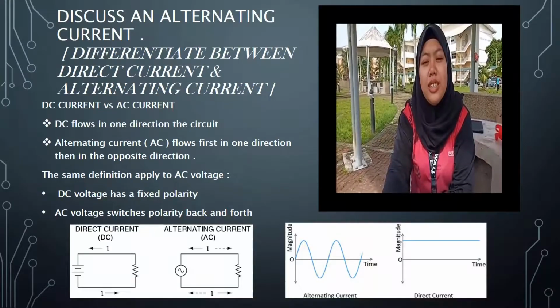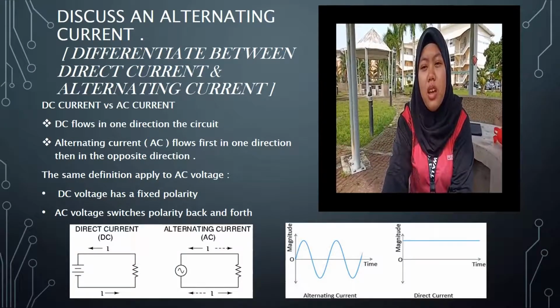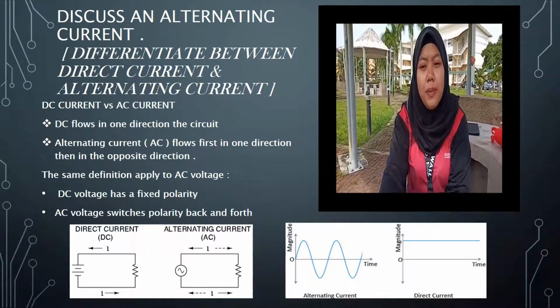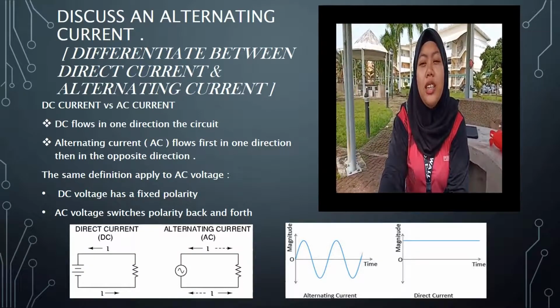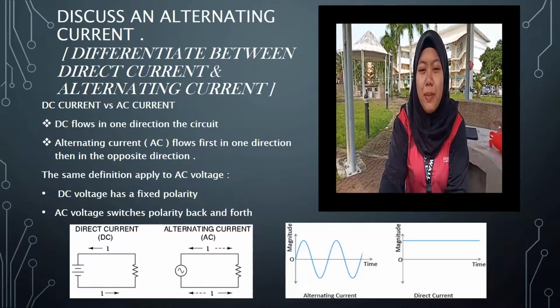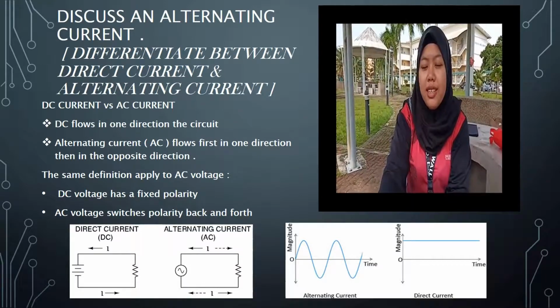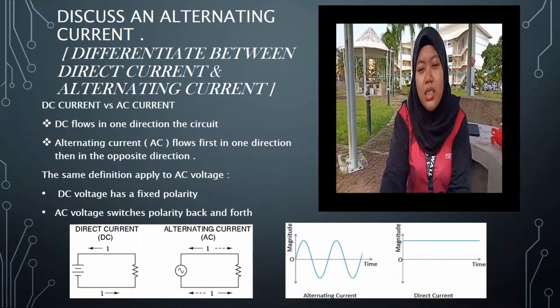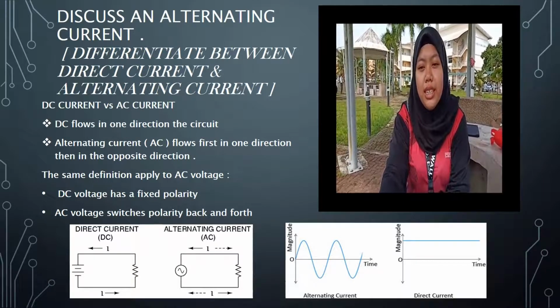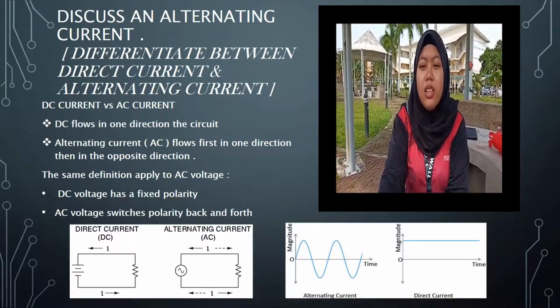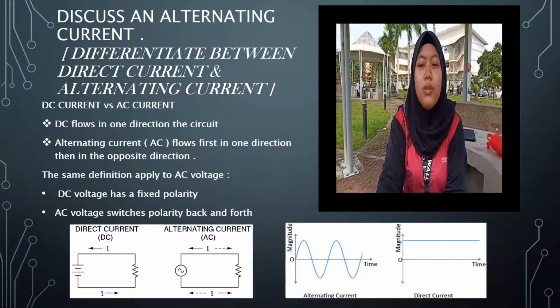Alternating voltage and current. Let us discuss alternating current and the difference between alternating current and direct current. DC current versus AC current. DC flows in one direction in the circuit. Alternating current, AC, flows first in one direction, then in the opposite direction.